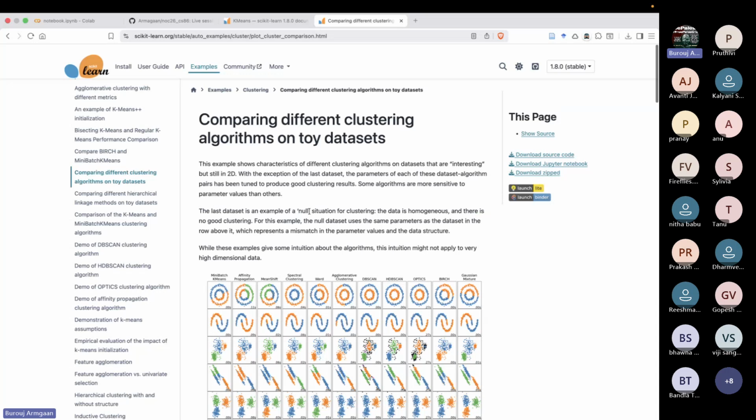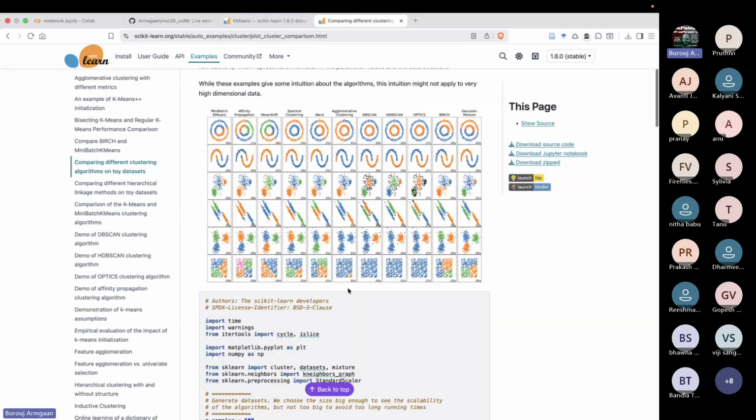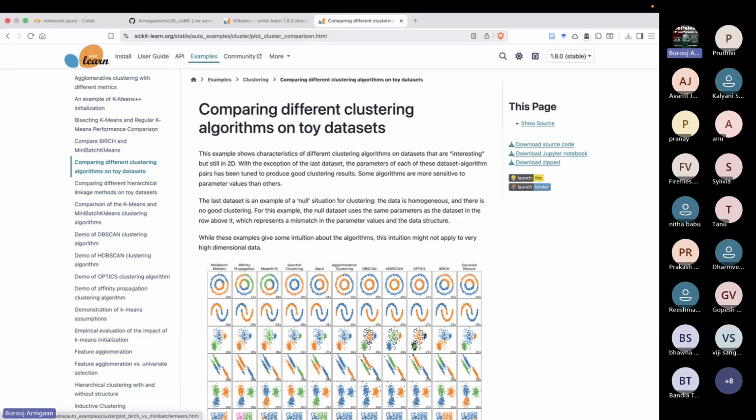Okay. I think it would be useful to keep this in mind if you ever require it: these different clustering techniques and how you can compare them.